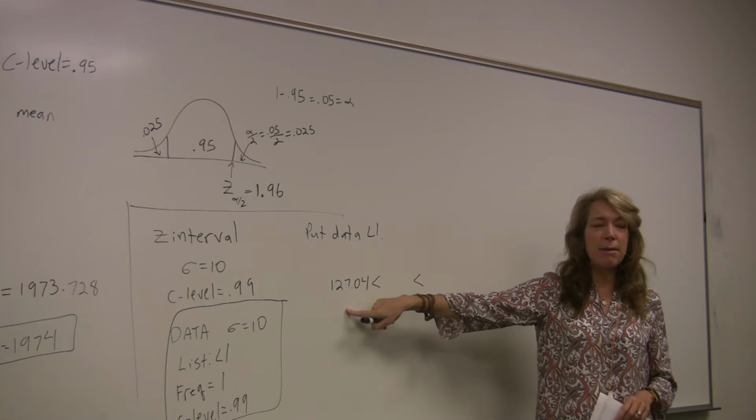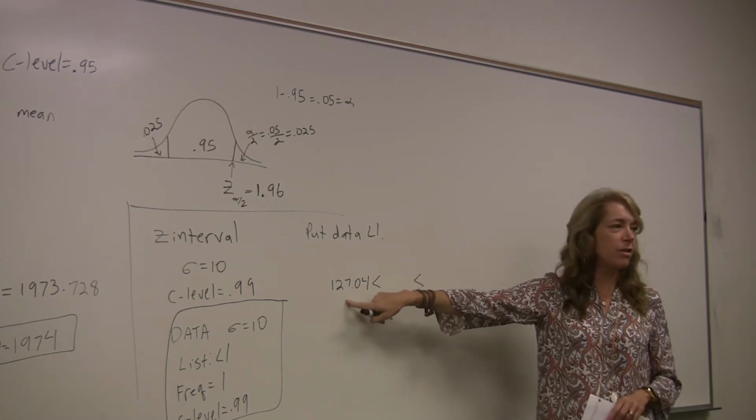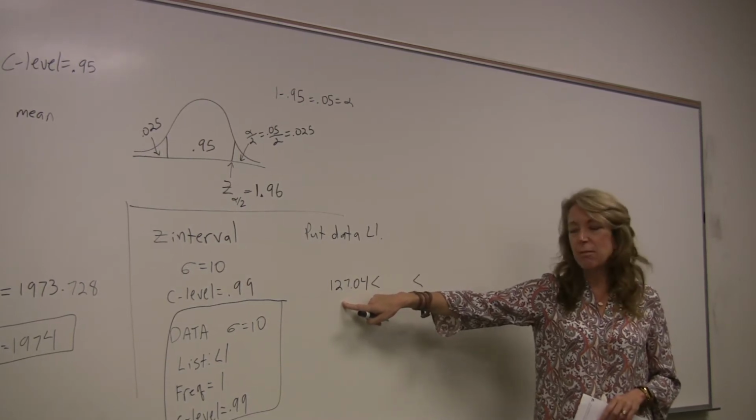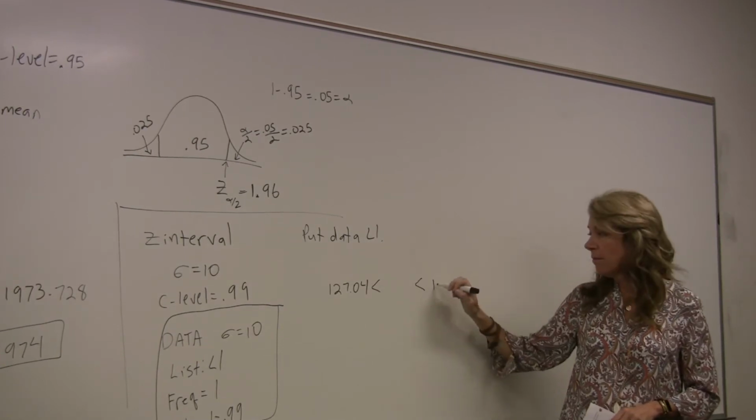If you don't have this number, how many people did get this answer? More than half of us. If you don't have this number, you typed one number in wrong somewhere in your list. Put a little note to go check that during the break. What's the number over here? 140.81.